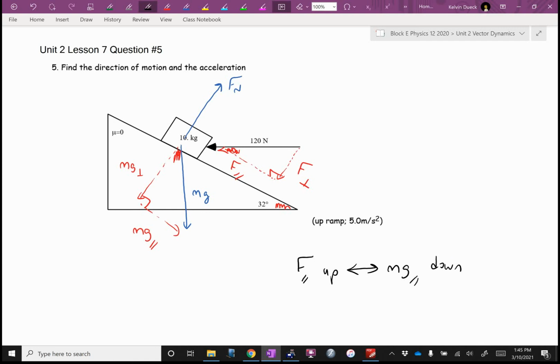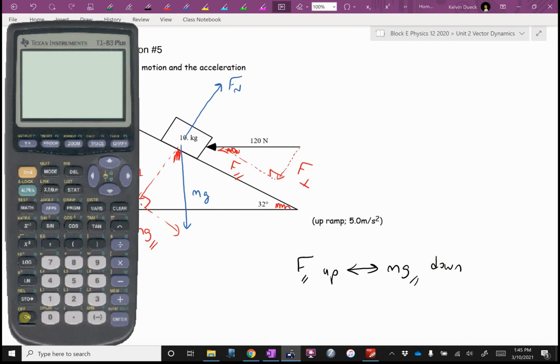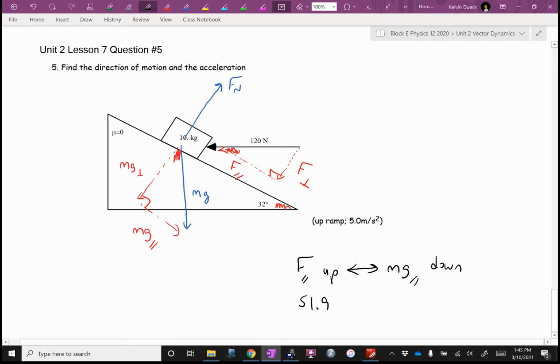Unfortunately, my shortcut does not work for the 120. I should have done that on this calculator, sorry. g sine 32. Down the ramp, I have 51.9-ish newtons. Sorry, I put that in the wrong place. 51.9-ish newtons.